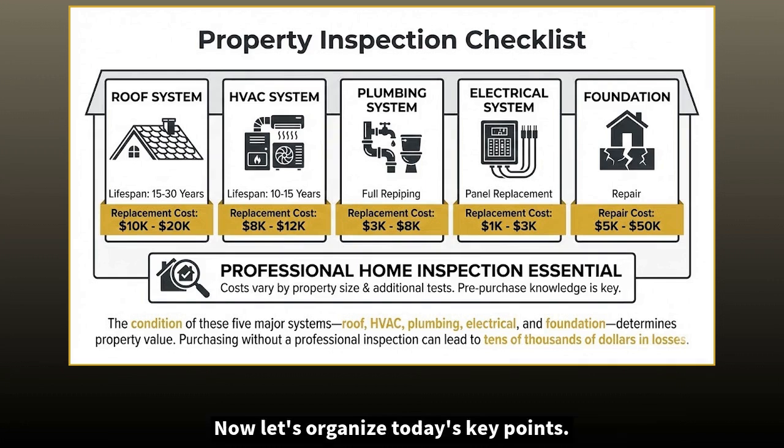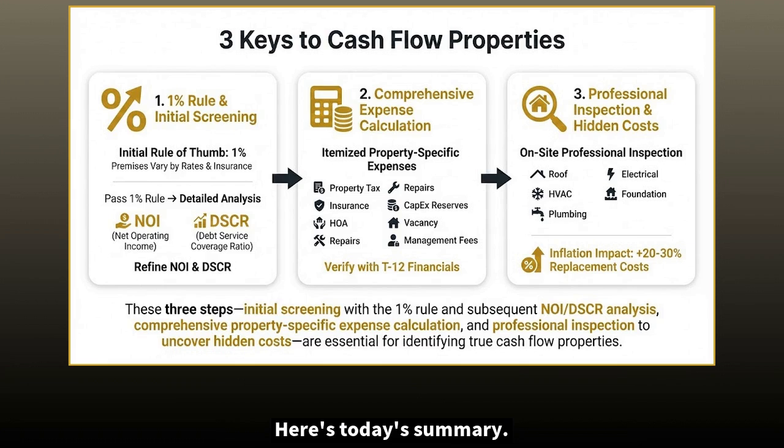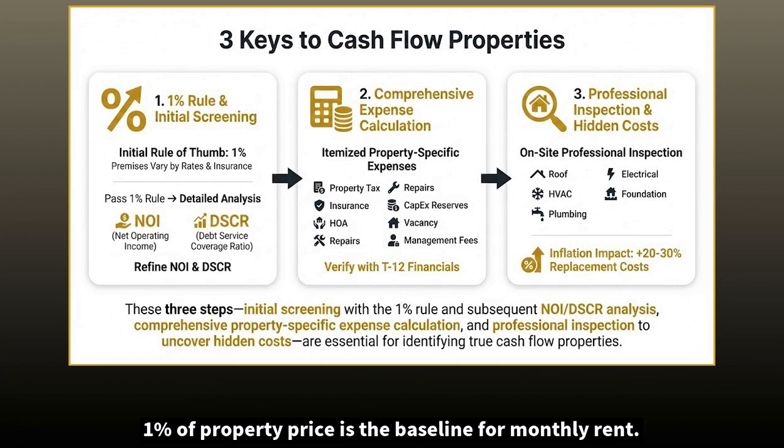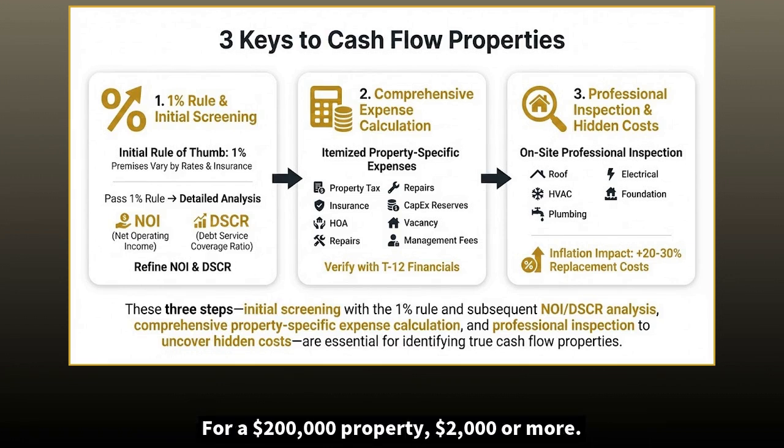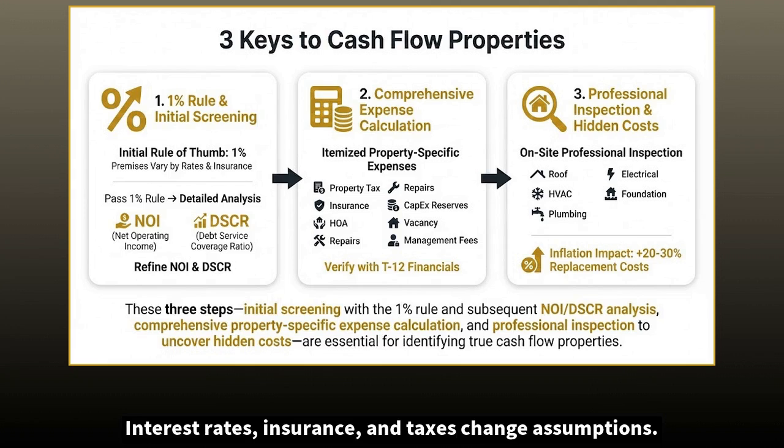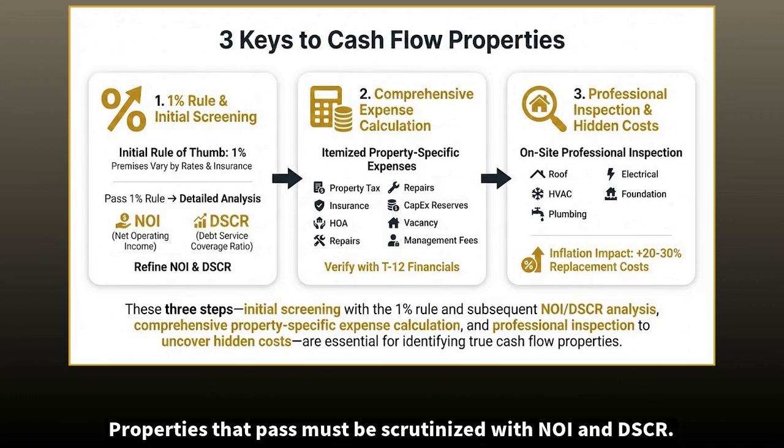Now let's organize today's key points. Here's today's summary. First, use the 1% rule for initial screening. 1% of property price is the baseline for monthly rent. For a $200,000 property, $2,000 or more. But this is only the first stage. Interest rates, insurance, and taxes change assumptions. Properties that pass must be scrutinized with NOI and DSCR.